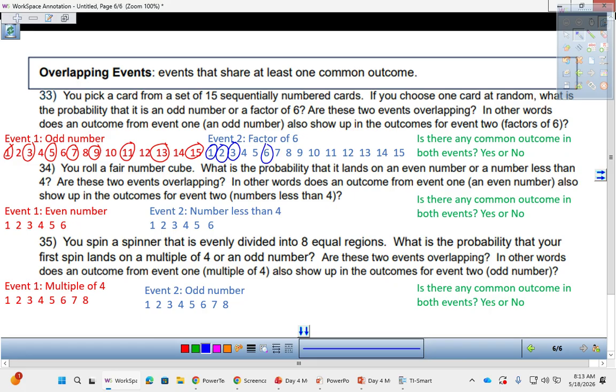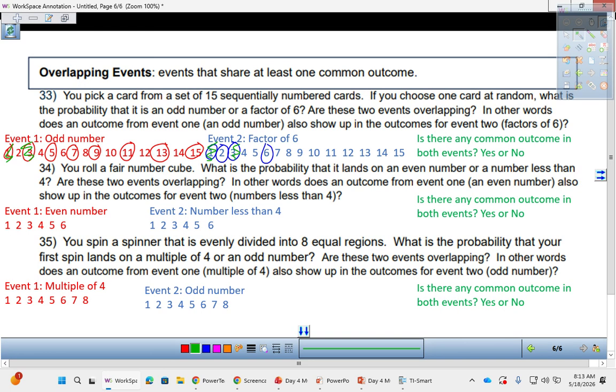If these were mutually exclusive, then nothing circled in red is going to also be circled in blue. They'll have nothing in common. If they're overlapping events, maybe I circled something in red that I also circled in blue. Did I circle anything in red that I also circled in blue? Yeah, I did. I circled 1 and 3 in both of these. That's a repeat. It's an overlap.